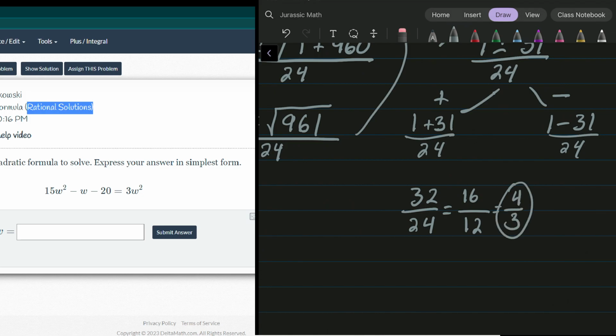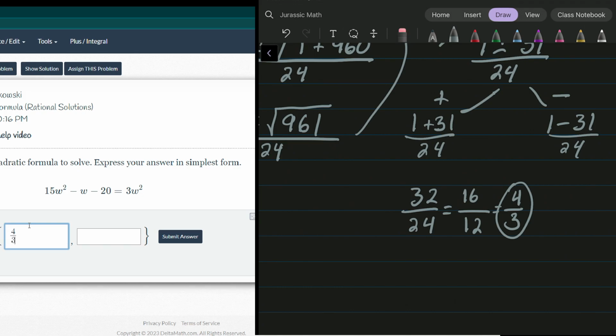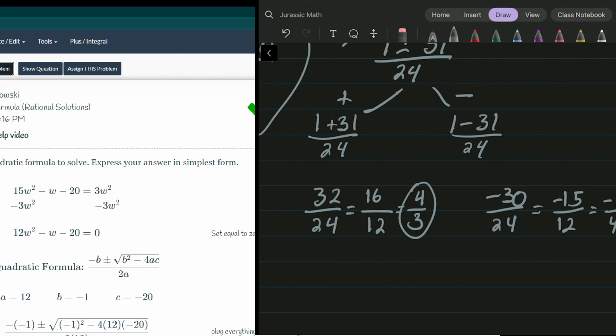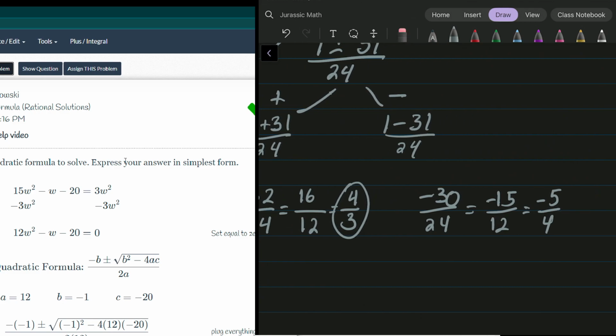So I'm going to go to the computer. 4 over 3. The second answer, 1 minus 31, is going to be negative 30 over 24. Once again, cut it in half. Negative 15 over 12. I can divide by 3. Negative 5 over 4. Submit. And there we go. It liked it. So that was the one where there was no decimals. You would have to leave it as those fractions, all right?